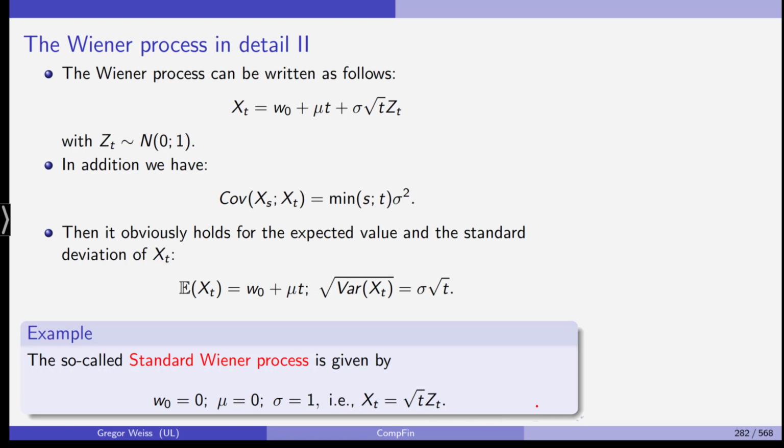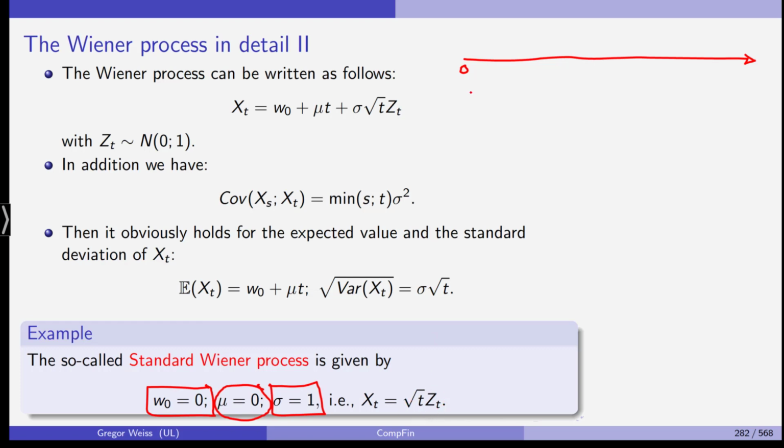And the standard Wiener process is then given by, if we start at 0, if we have no drift and unit diffusion, in other words, X_t is simply a standard normal variable times the square root of the point in time we are looking at. So if we start at 0 and we have our timeline, you can see that actually we have a standard normal distribution times the square root of time.